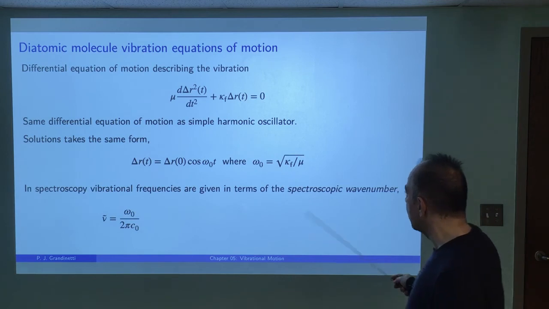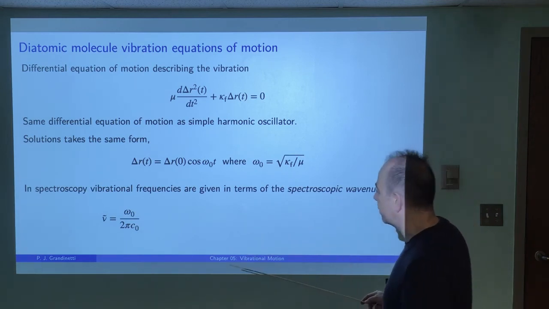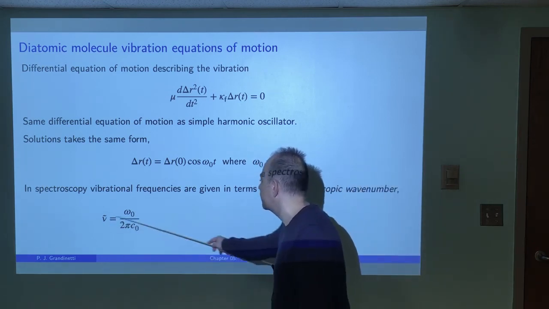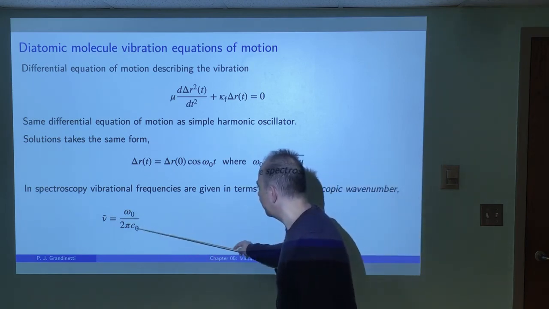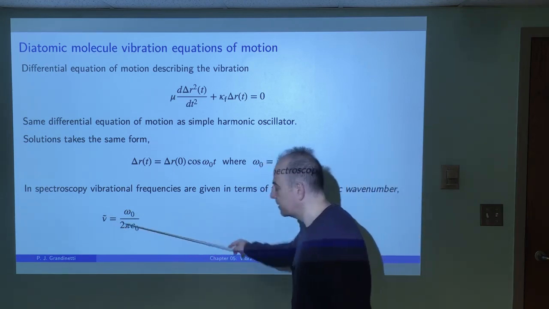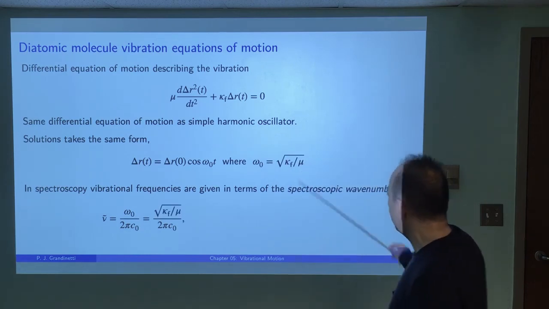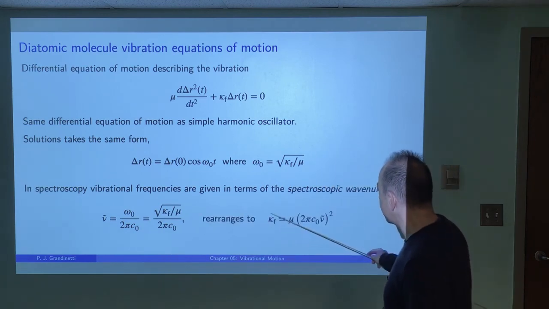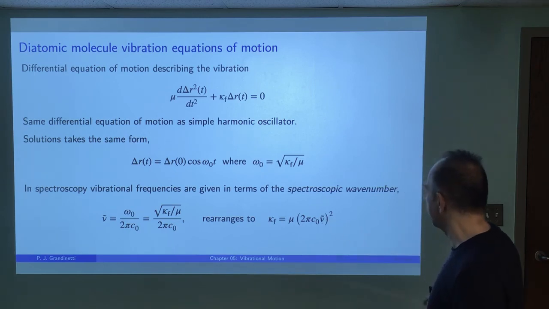Now in spectroscopy, we can actually measure the vibration, and so this oscillation frequency is something that is measured and usually tabulated in terms of wave numbers. So omega naught divided by 2 pi c naught, where c naught is the speed of light, is what usually gets measured and tabulated. We can take our definition for omega naught, plug it in, and rearrange to get a force constant based on the measured wave number and the reduced mass.